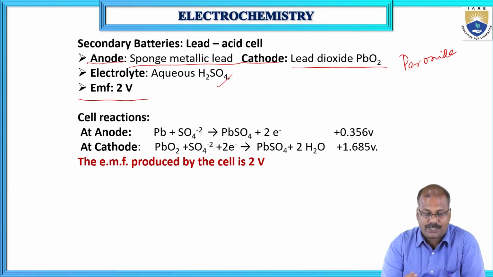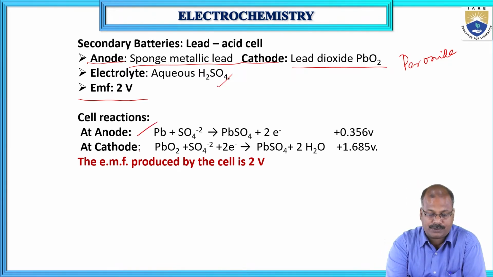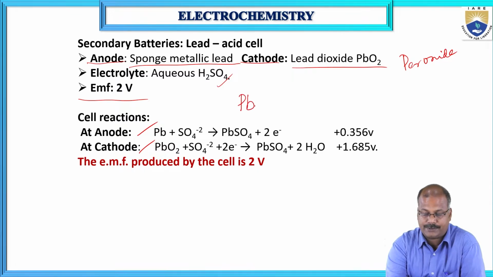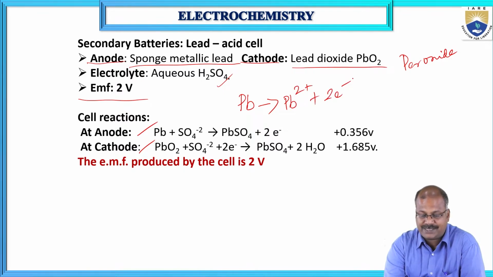Okay. So what are the cell reactions? At anode, oxidation; at cathode, reduction. So at anode, lead gives lead 2+ plus 2 electrons. Remember this, basically it combines with sulfate to form lead sulfate. Okay, so this is the reaction at the anode.